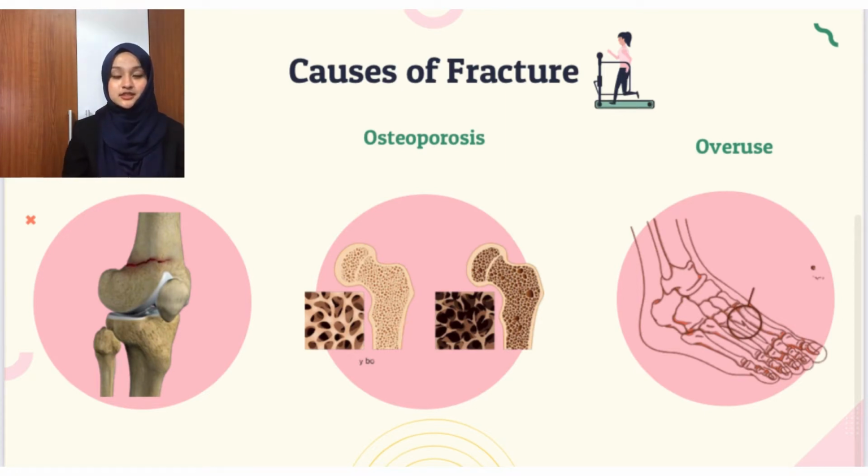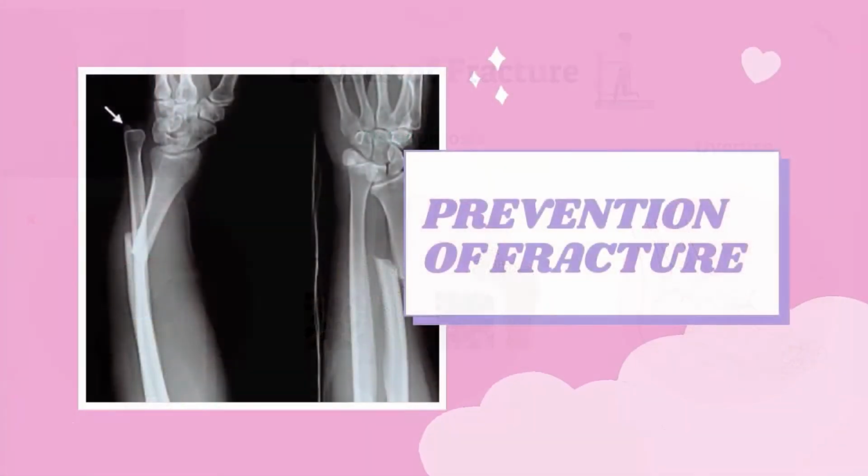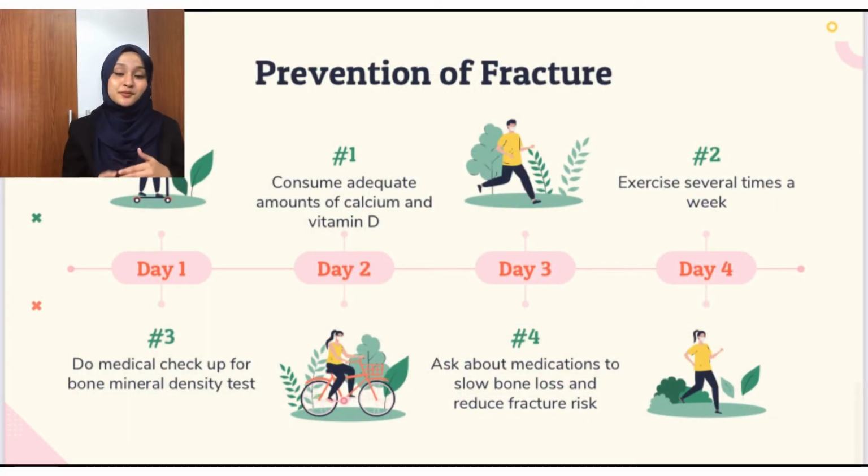Stress fractures are commonly caused when an individual does some activities or training with an intensity that increases rapidly, so it causes stress. They can also be caused by the impact of an unfamiliar surface. So that is what is meant by overuse. We are going to talk about prevention of fracture.